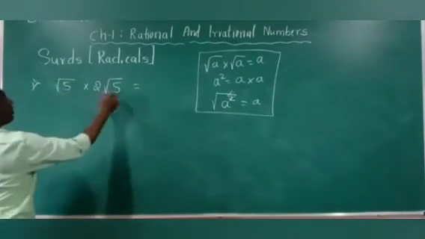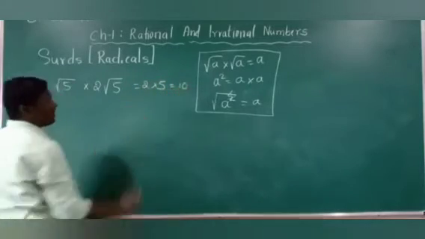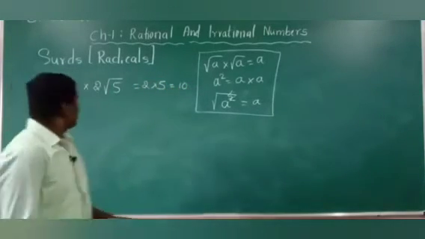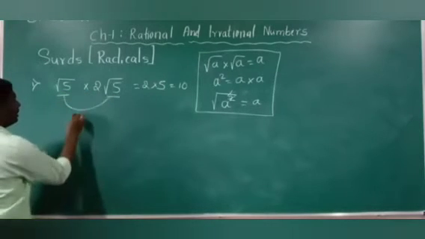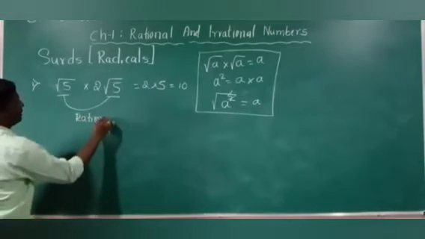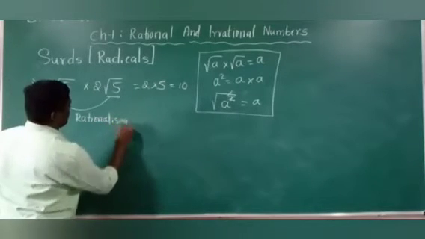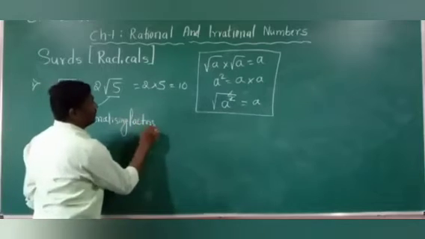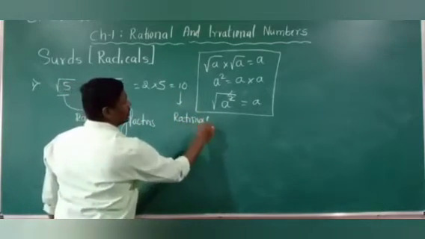Now root 5 into root 5, remaining 2 as it is. So what will you get as the answer? 10. Here 5 and root 5 are called rationalizing factors, and 10 is called a rational number.